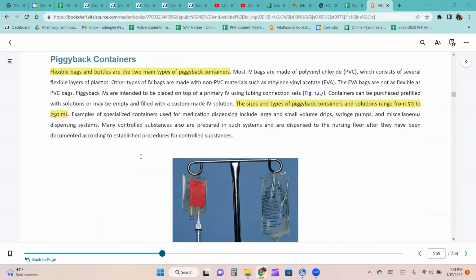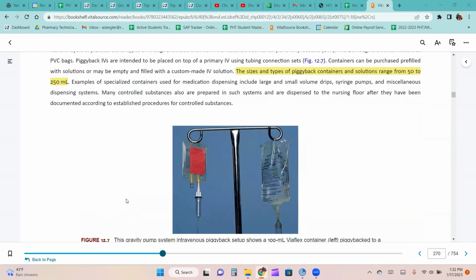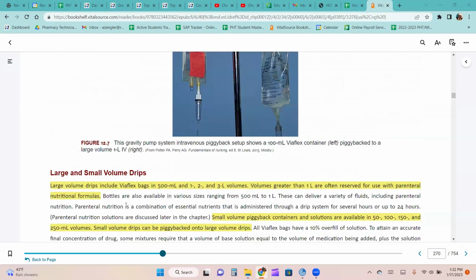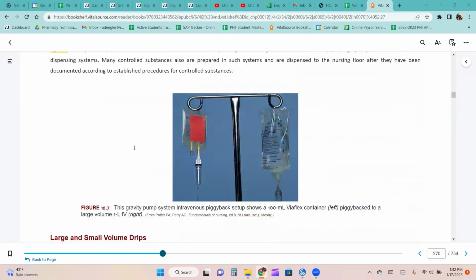Flexible bags and bottles are the two main types of piggyback containers. The sizes and types of piggyback containers and solutions range from 50 to 250 ml. So here's Figure 12.7, which shows you the gravity pump system, intravenous piggyback setup.